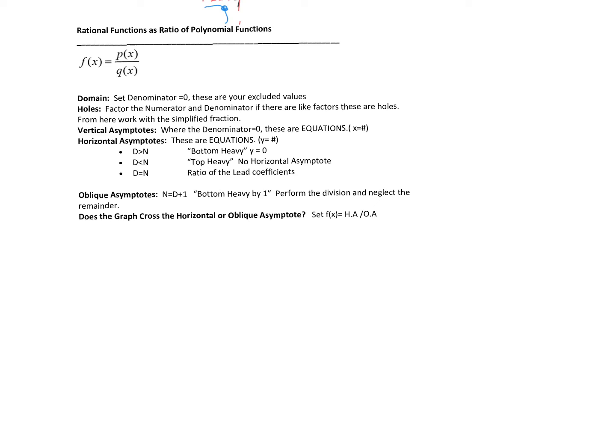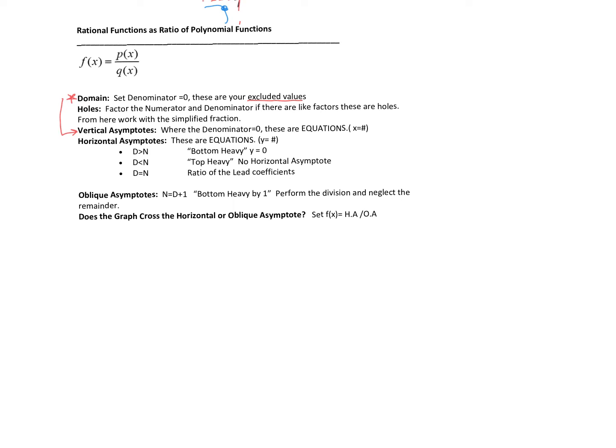So again, our rational function is just going to be a ratio of two polynomials. To find the domain, we have to set the denominator equal to 0. These are going to be the values that are excluded, and they're also going to be our vertical asymptotes. If when we factor the numerator and the denominator there are like factors that can be canceled, these are going to turn out to be holes. And from that point on, we work with the simplified fraction.